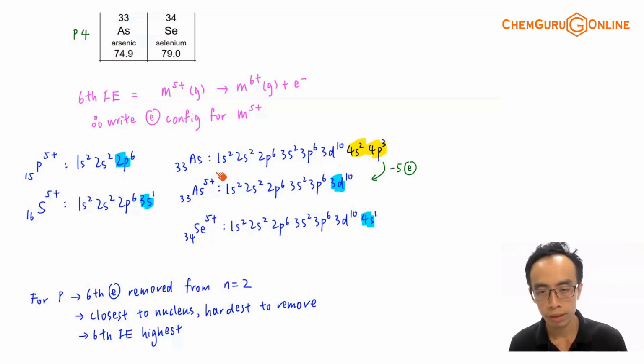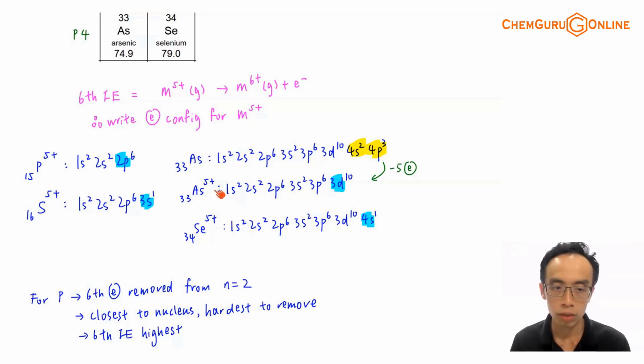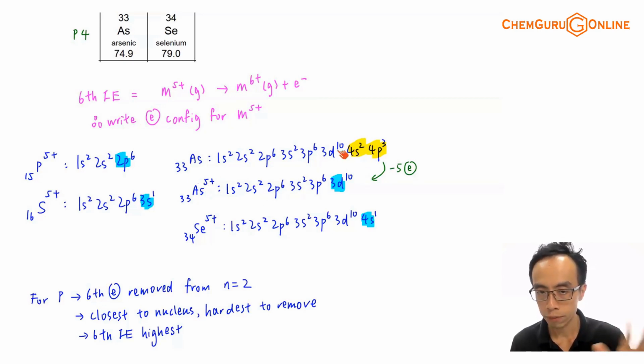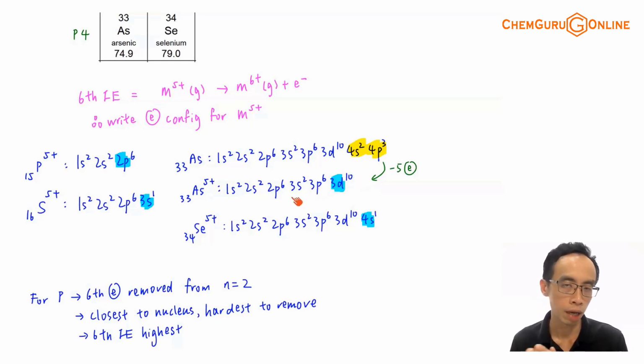Involving arsenic, actually, arsenic is interesting. If I write out the electronic configuration for arsenic 5+, I shouldn't be filling up 28 electrons. I actually need to fill up 33 electrons, then I remove 5 electrons. Because if I fill up 28 electrons, the electronic configuration will turn out to be 3d8, 4s2, which is not the correct electronic configuration. Remember, when I write out electronic configuration for cations, especially when it crosses over the 3d and 4s subshell, I need to fill up the electrons, then I remove the electron from right to left.